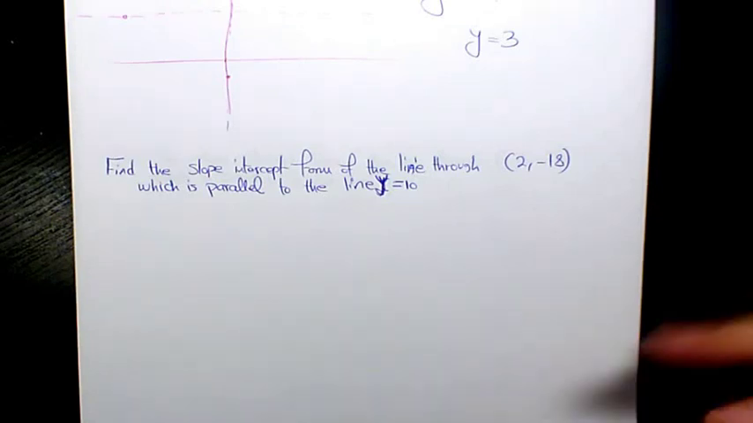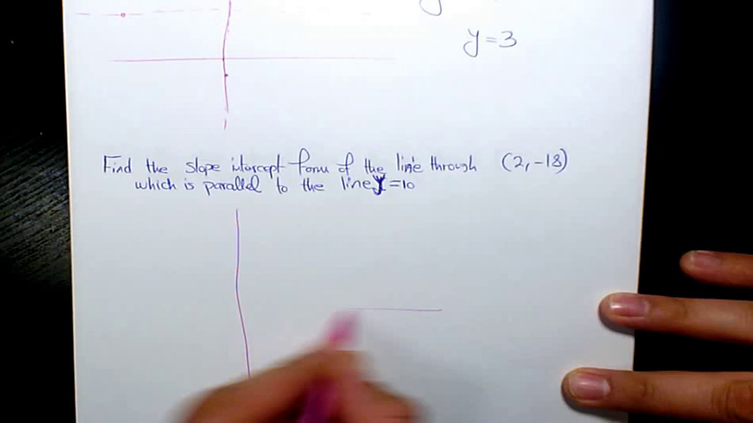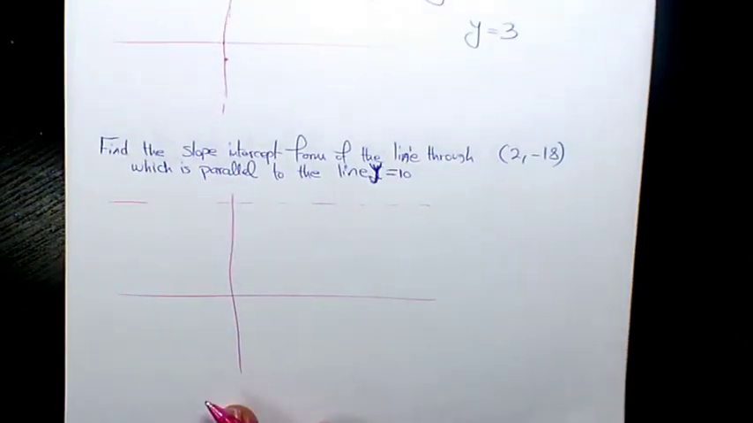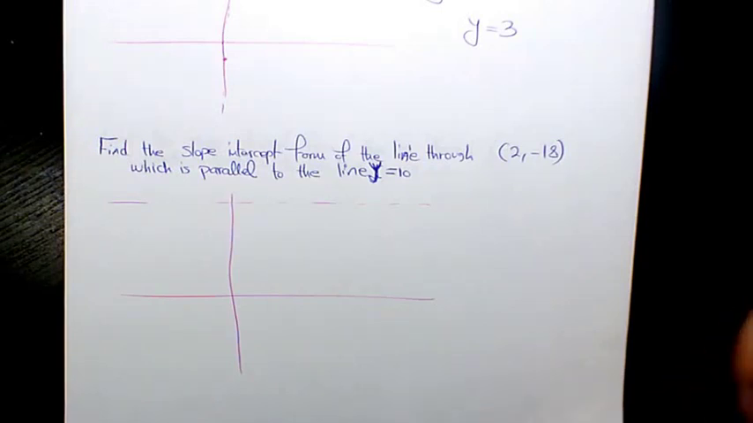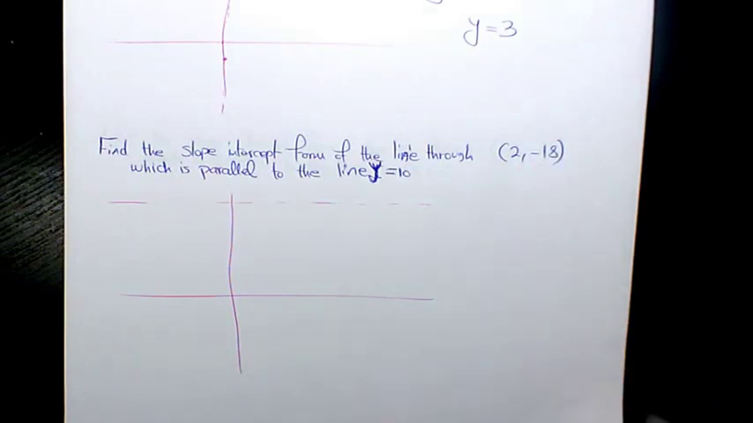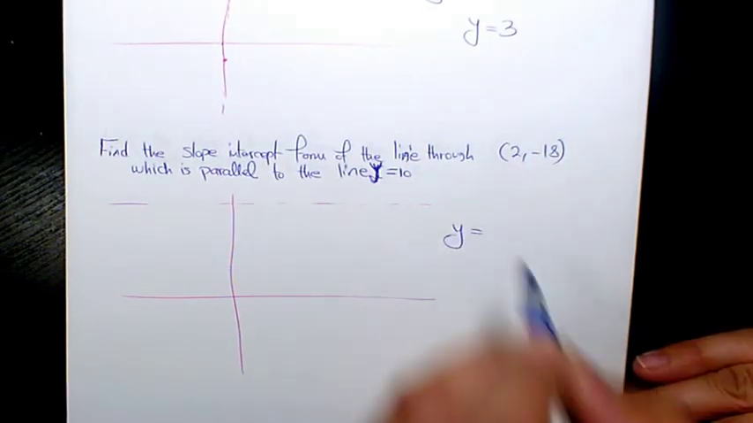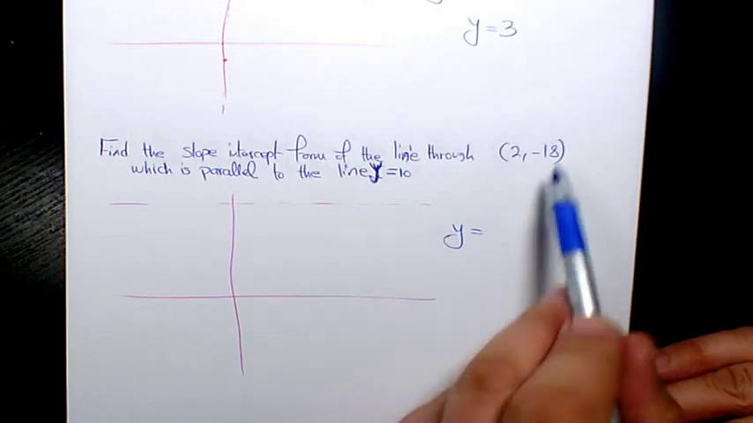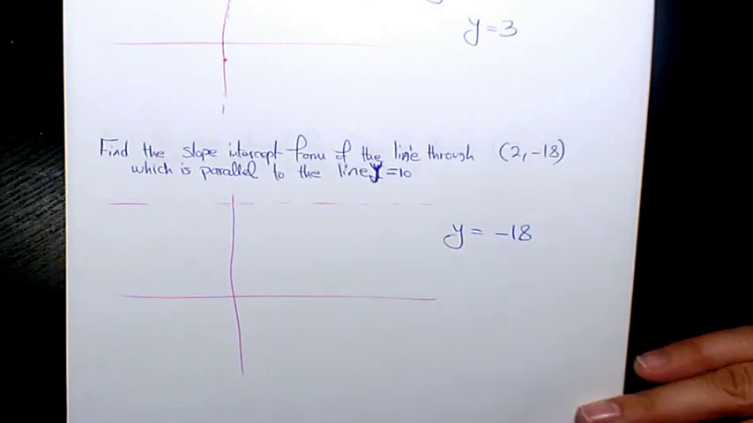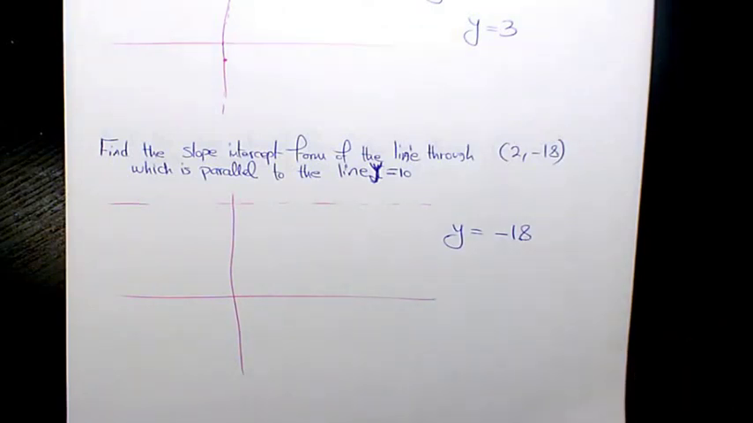Y equals 10 is going to be a line like that. And since it says parallel to this line, again we are dealing with a parallel line. A parallel line passing through the point 2 and -18 has to be y equals a constant number. And since it's passing through this point, it's going to be y equals -18, because on this line, which is a horizontal line, all the y numbers are going to be the same.